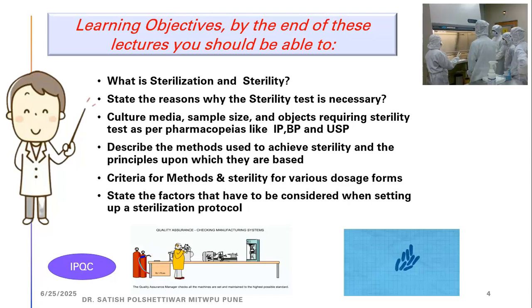So learning objective, by the end of this lecture, you should be able to understand what is sterility and what is sterilization, and state the reason why sterility testing is important and necessary. Then we'll understand the various culture media used to perform sterility tests, sample size, and objects required for sterility tests as per the pharmacopoeias like BP, IP, and USP. Describe methods used to achieve sterility and the principle upon which they are based.